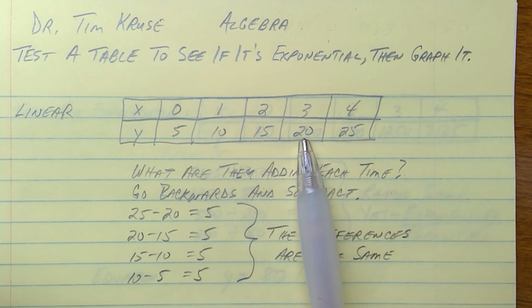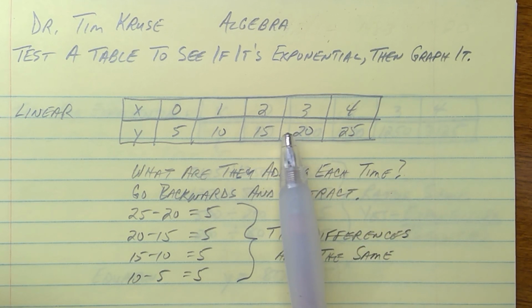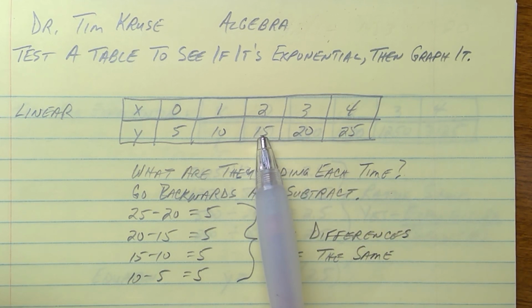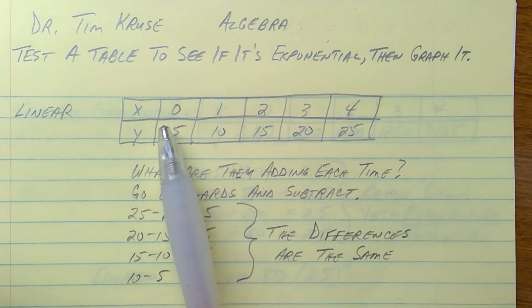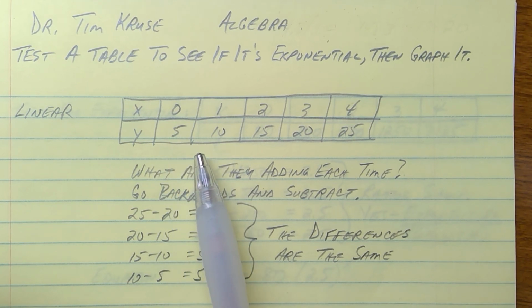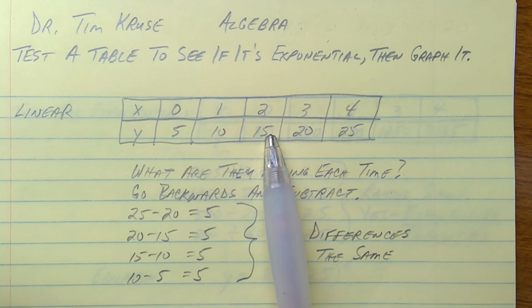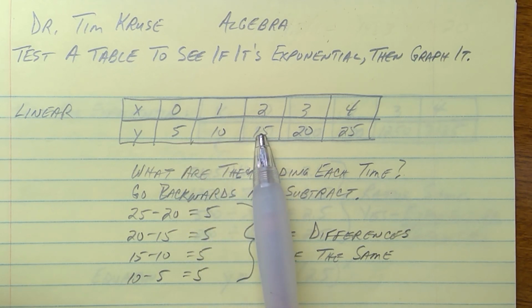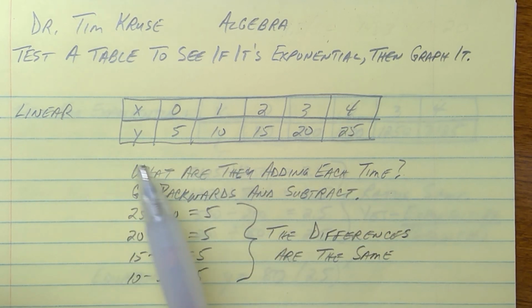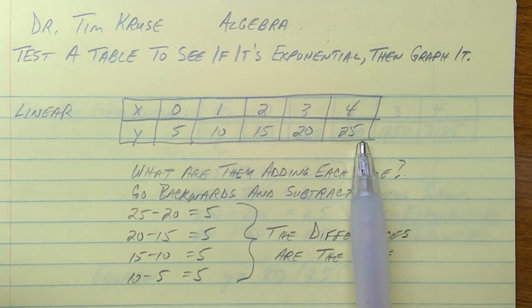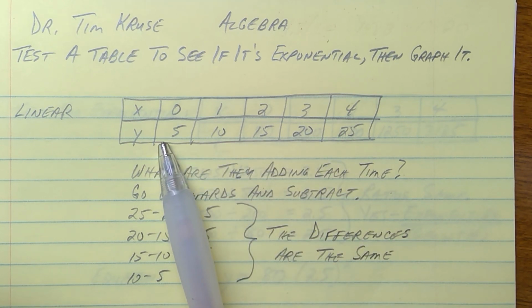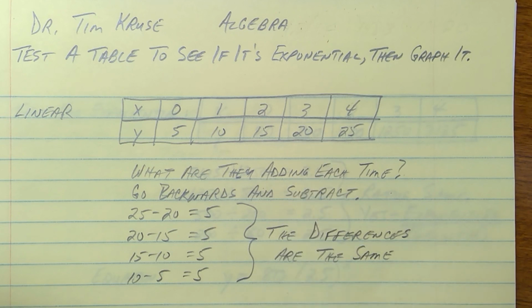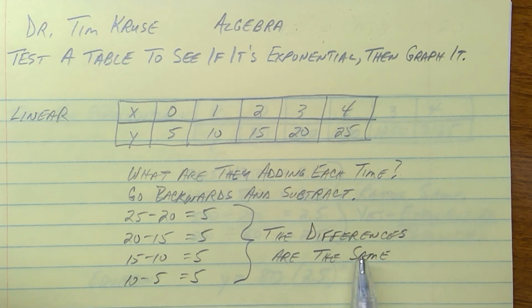So 25 minus 20, that's a difference of 5. 20 minus 15, that's a difference of 5. 15 minus 10 is a difference of 5. And 10 minus 5 is a difference of 5. So they're subtracting 5 if I'm going backwards, which means they're adding 5 if I'm going forwards. All right? So it's real easy to test for linear if you start at the back end and throw your car in reverse and see what they're subtracting. If you figure out what they're subtracting, then you know what they're adding. The differences are the same.